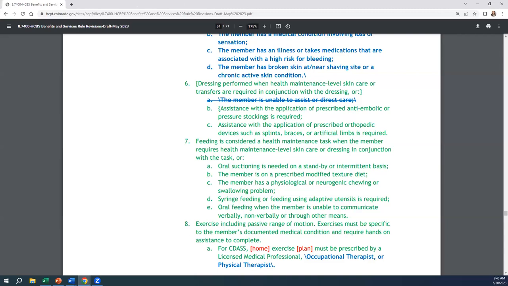On shaving, I think that you should include IDD. As an example, I have to shave my son. He can't do it himself. He's afraid to. It's not that he physically couldn't do it. He's fearful of it, and he's cut himself, and so he won't do it. So I just wanted to add that.